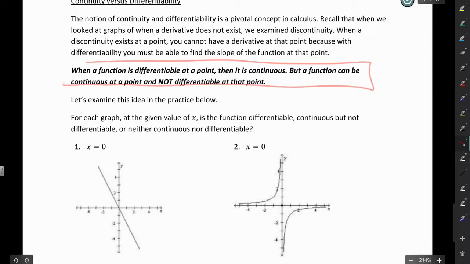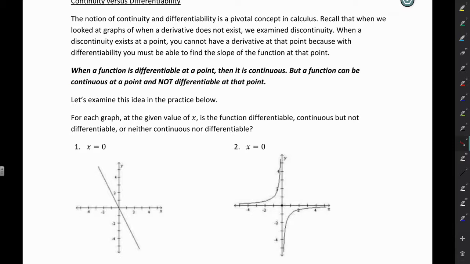When a function is differentiable at a point, then it is continuous. But a function can be continuous at a point and not differentiable at that point. So right now, you're probably thinking, I'm crazy, and you have no idea what I'm talking about. But don't worry, we're going to go through these 4 examples, and it's going to really help. So let's examine the idea in the practice below. For each graph at the given value of x, is the function differentiable, continuous but not differentiable, or neither continuous nor differentiable?